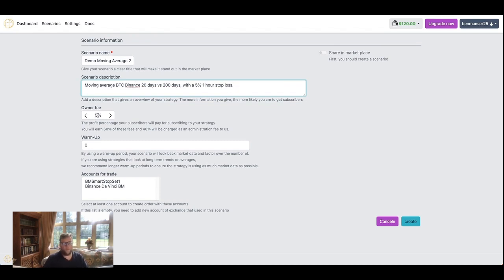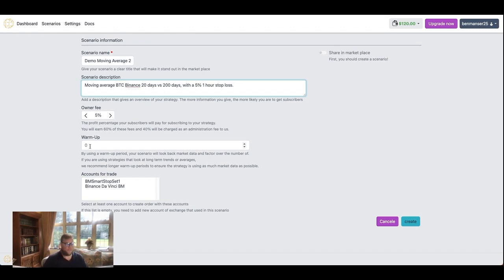Owner's fee: we're going to have a live marketplace within our platform, so if you build a strategy and you want to put it into the marketplace and start renting it out to other users to earn a subscription fee, earn additional passive income off the trading community, then this is where you'd set your level of fees.